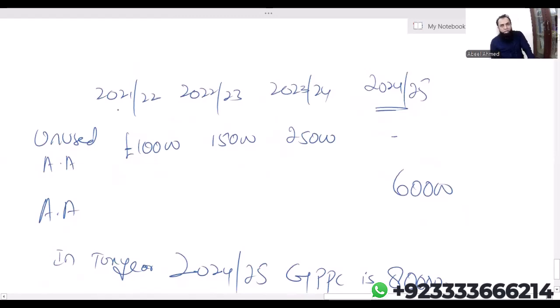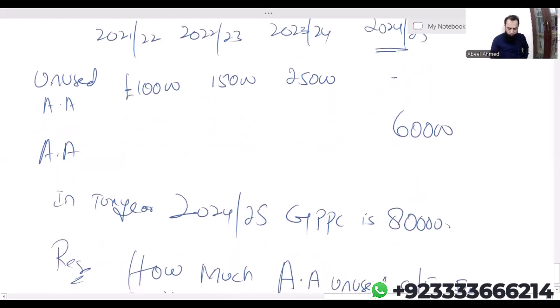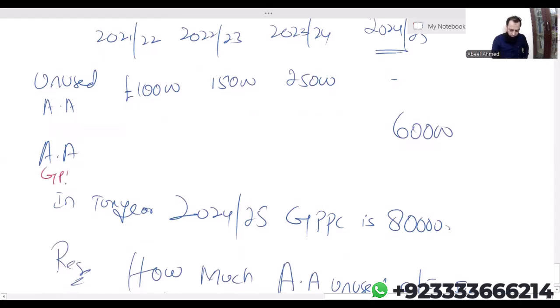Obviously, the unused limit of 21-22 can be utilized in the tax year 24-25. Why can it be used? Because unused limit can be carried forward for 3 tax years. And obviously, if I count 3 tax years for the unused limit of 21-22, then it is 1, 2, and 3. So that's for sure. Unused limit of 21-22 can be used in the tax year 24-25. But how we use that is very important. First of all, we will use current year annual allowance limit.